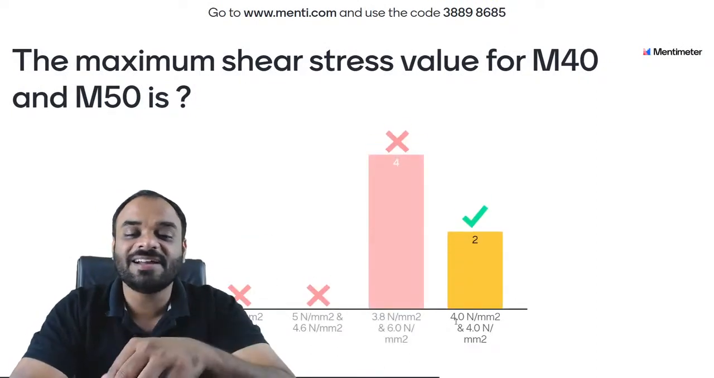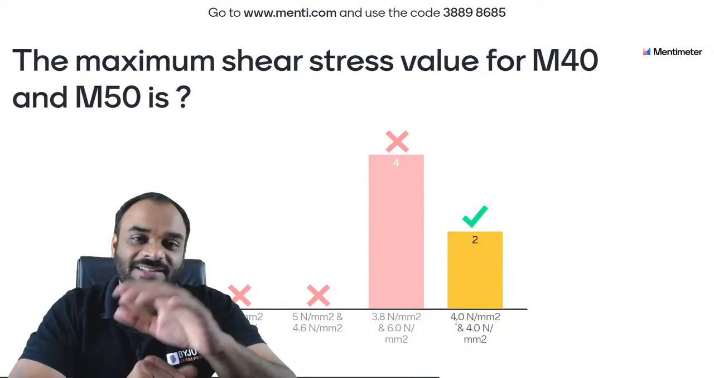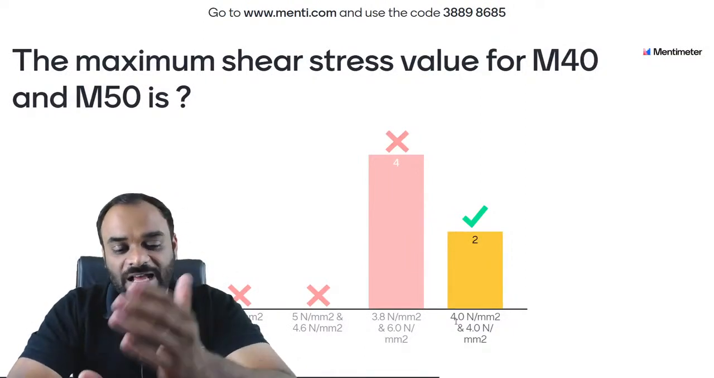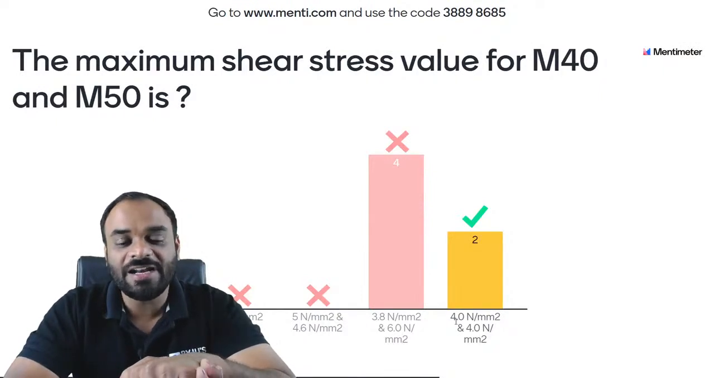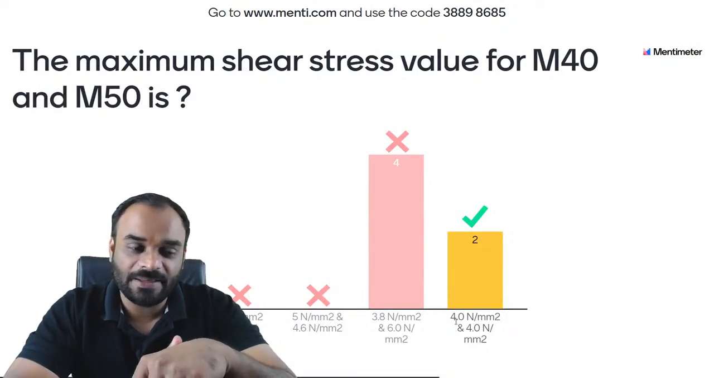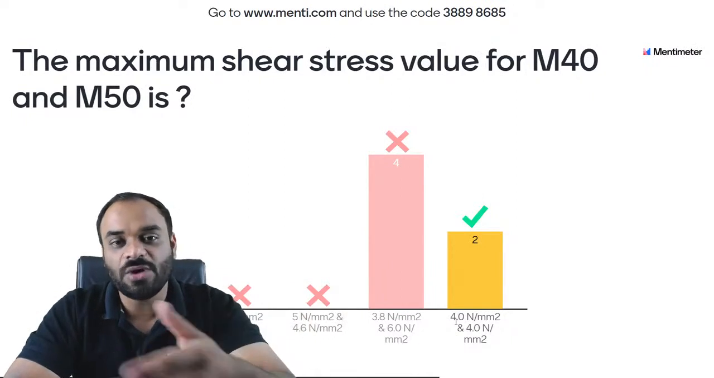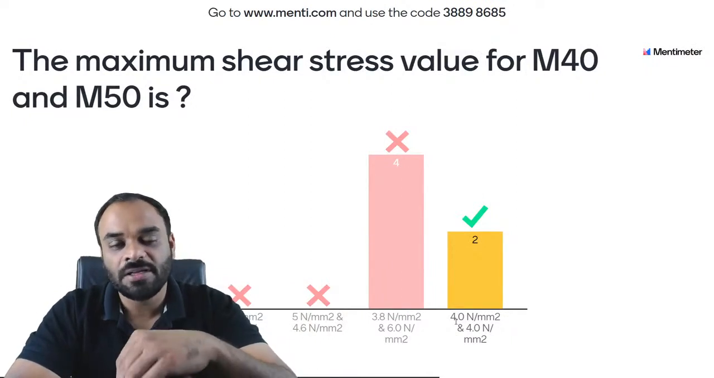Yes, D is the correct answer guys. D is the correct answer. Please remember this particular point. As per IS 456 2000, if grade of concrete is M40 and above, then you have to use 4 Newton per mm square.